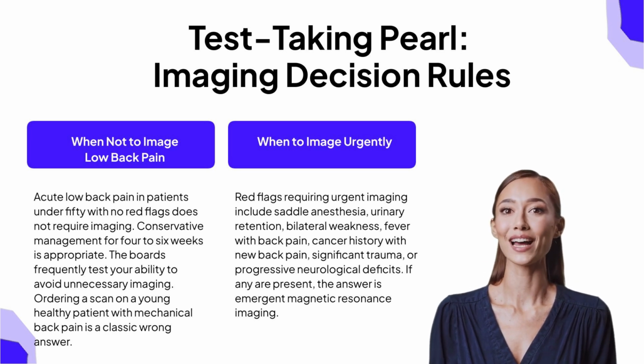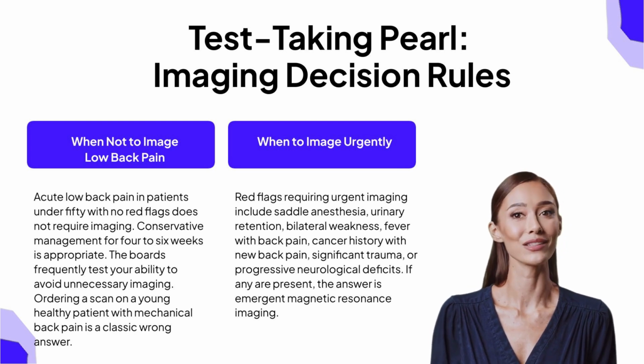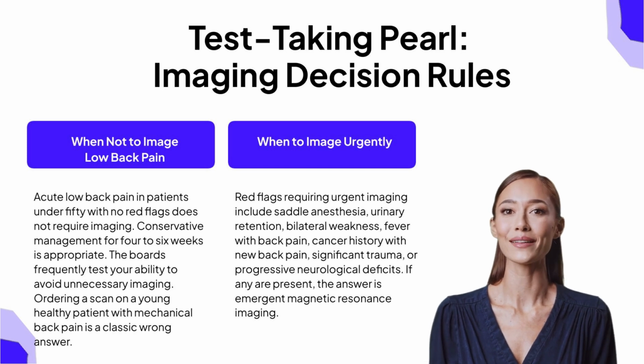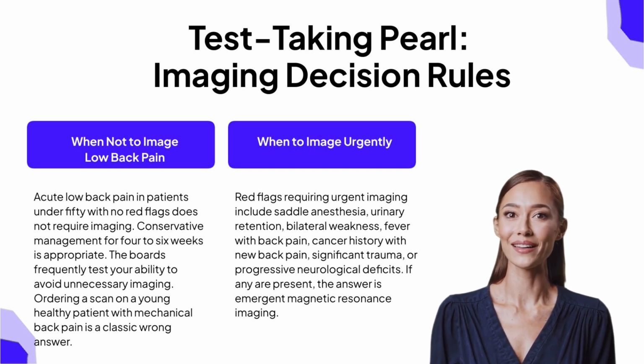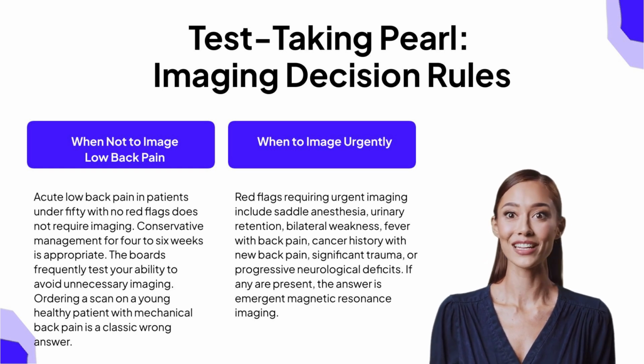On the right, we have when to image urgently. The red flags include saddle anesthesia, urinary retention, bilateral weakness, fever with back pain, history of cancer with new back pain, significant trauma, or progressive neurological deficits. If any of these are present in the question stem, the answer is emergent magnetic resonance imaging.